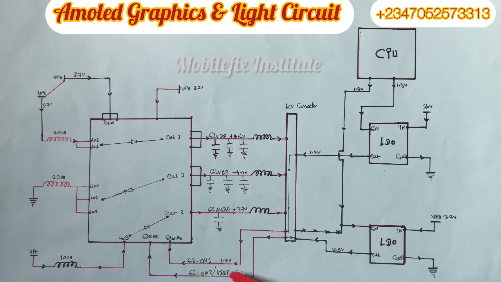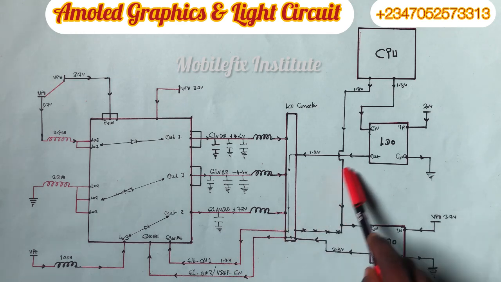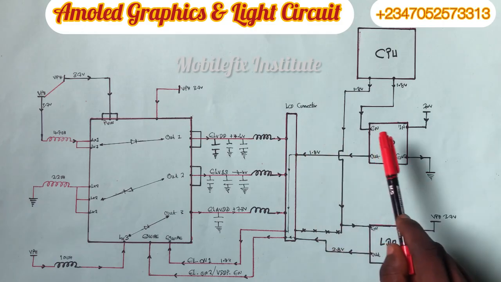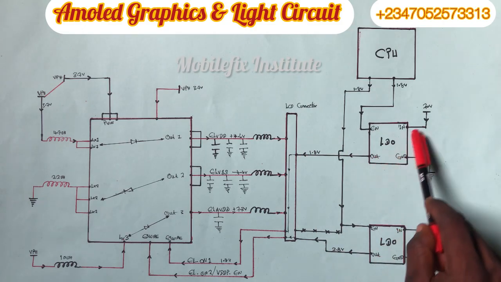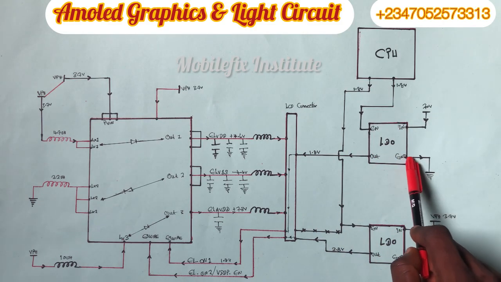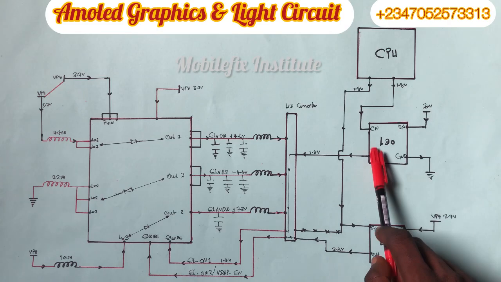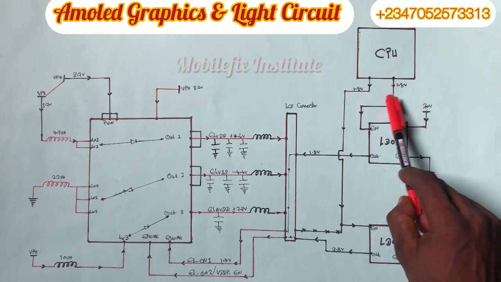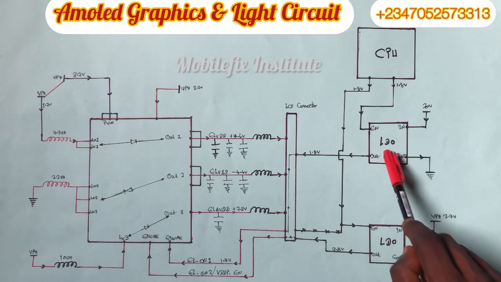So if you don't get 1.8 volts on this line, that means this LDO is not sending that 1.8 volts to this clip connector. Work on this LDO, test it. If you get input voltage and you get ground, but you do not get output, know that this enabling line is not working. That means the CPU is not sending 1.8 volts to this enabling line to turn on this LDO.